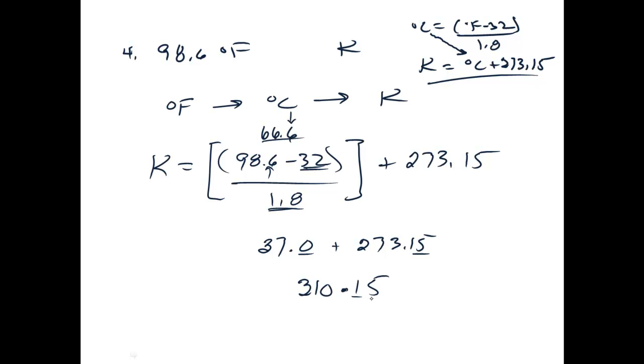And so we look at the number adjacent to it, which is 5. 5 or greater, we round up. My final answer for this one would be 310.2 Kelvin.